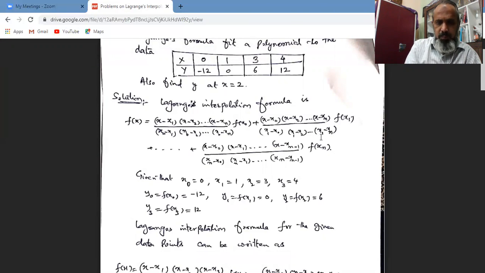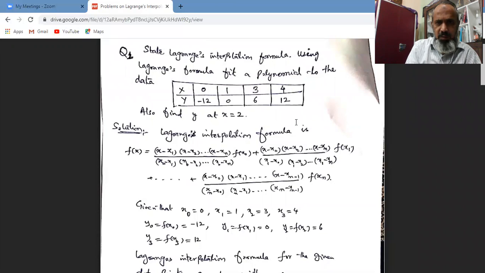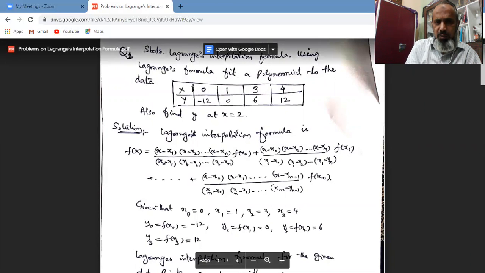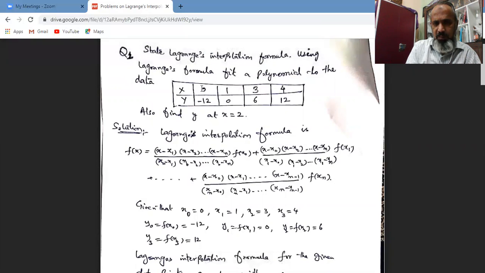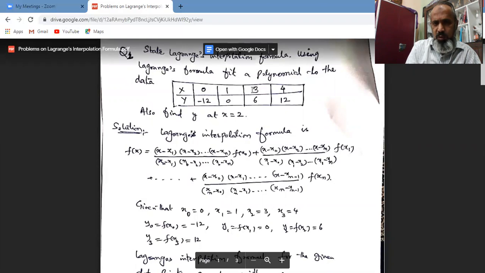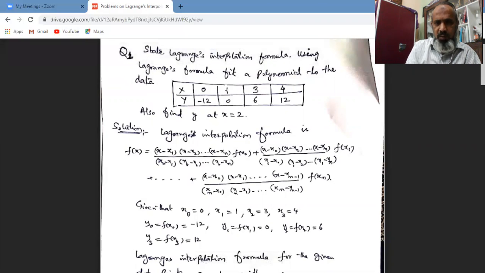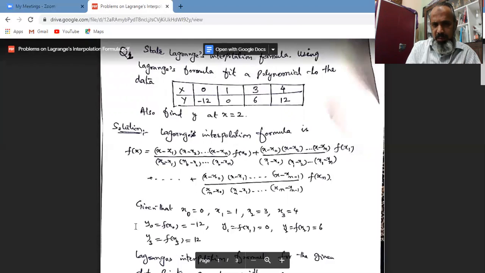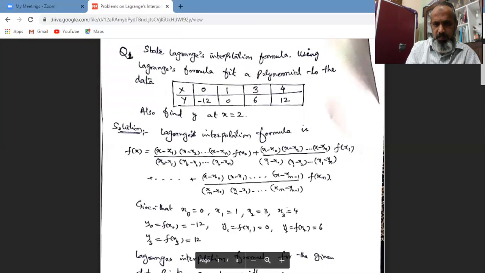Now in the problem, what is given? This is the given problem. X is equal to 0, 1, 3, 4. So x naught value is 0, x1 is 1, x2 is 3, x3 is 4. What is the corresponding value of y? At x is equal to 0, y is minus 12. So this is y0 or f of x naught. F of x1 is 0, f of x2 is 6, f of x3 is 12. So these are the values of x and the corresponding values of y.